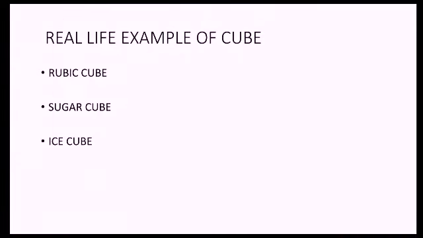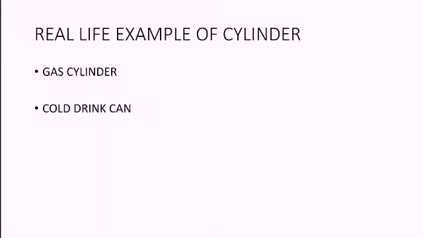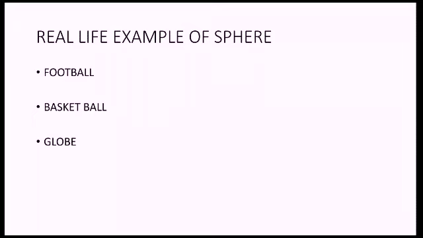Now let us look at real life examples. Real life examples of a cube are a Rubik's cube, sugar cube and ice cube, etc. Real life examples of a cuboid are a gift box, books, etc. If you know any other example, you can give it in the comment section. Real life examples of a cylinder are a gas cylinder, cold drink can, etc. Real life examples of a cone are a birthday cap, ice cream cone, and if you know more, you can give it in the comment section. Real life examples of a sphere are a football, basketball, globe, etc. If you know more, you can give it again in the comment section.